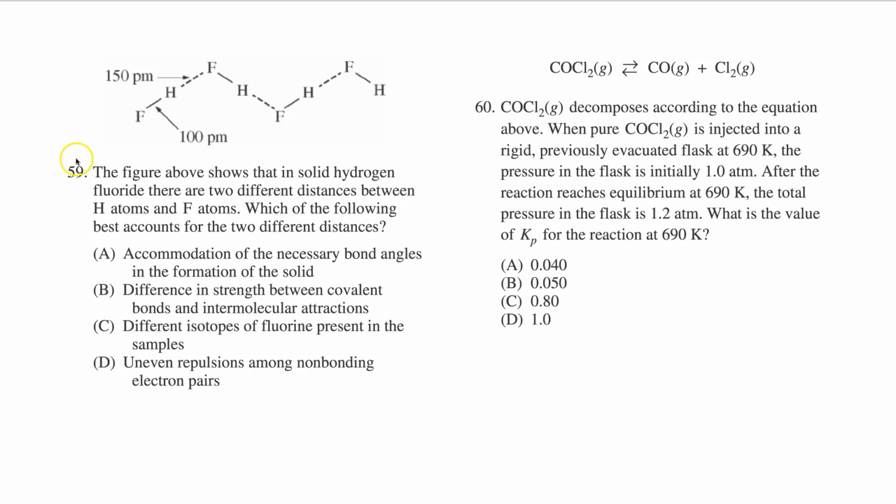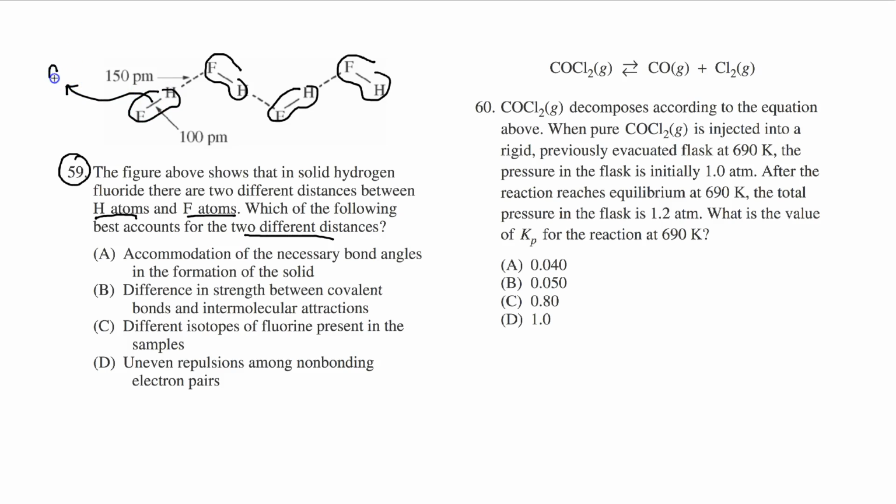Onto 59. The figure above shows that in solid hydrogen fluoride there are two different distances between H atoms and fluoride atoms. Which of the following best accounts for these two different distances? Well, this is a molecule, and this is the same molecule, and this is the same molecule. And you should know that a straight line represents a covalent bond, which is really a pair of electrons. Dashes represent intermolecular forces, which are always going to be much, much weaker. Dashes show how the positive end of an HF attracts a negative end. Of course, that's H bonding.